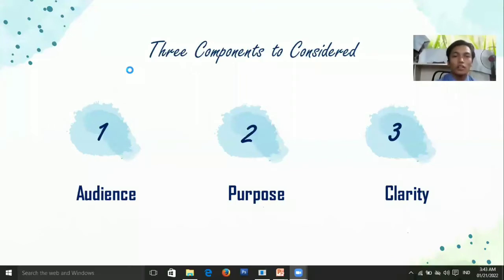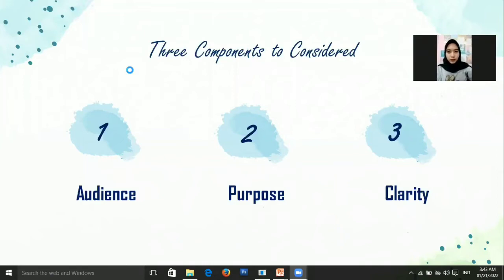Okay, thank you, Loay. Next are the three components to consider before we start to write business writing. First is audience. You should know about your audience. Are they from inside or outside of your company or organization? You should ensure that you are comfortable with the audience, because it will help you make decisions about the words and sentences that you use in writing. You should think from the perspective of the readers too, so everything is clear and concise.